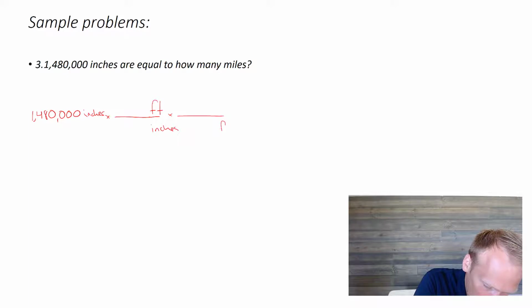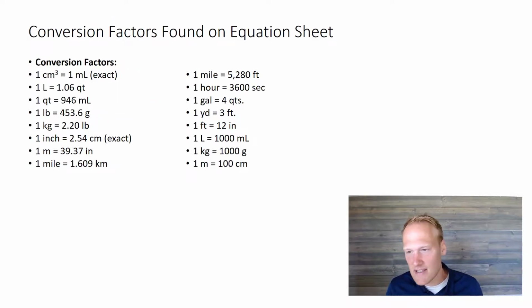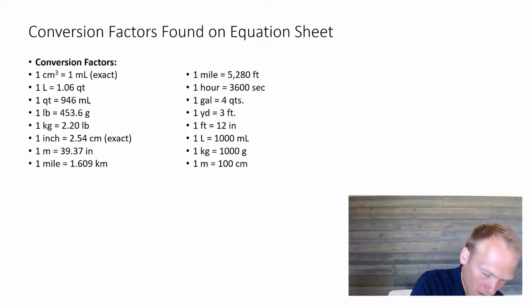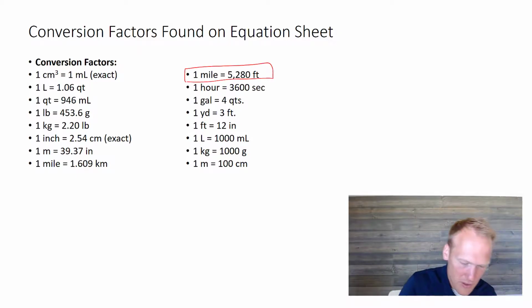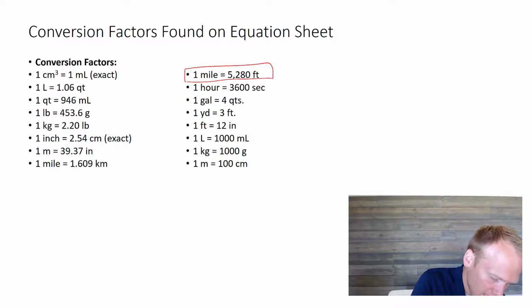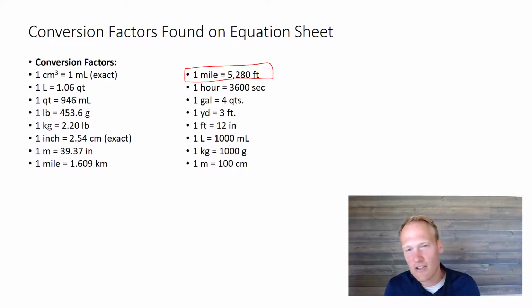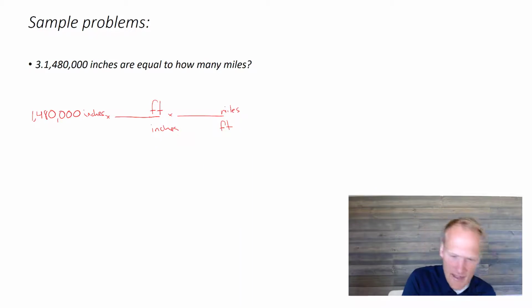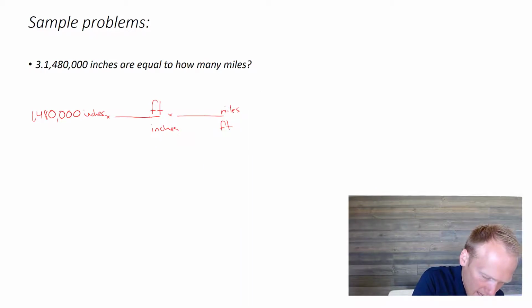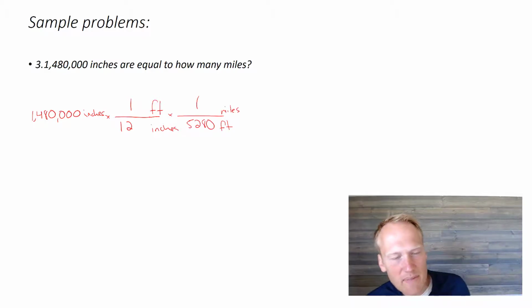And then we'd add a second conversion factor because we want feet to go away, and then we can go from feet to miles. The reason we can see this is because if you go back to your conversion sheet, or your equation sheet, you can see that we have a conversion of 1 mile equals 5,280 feet. And you know that there are 12 inches in a foot. So now we're back here, and we can see that 1 foot equals 12 inches, and that 1 mile equals 5,280 feet.